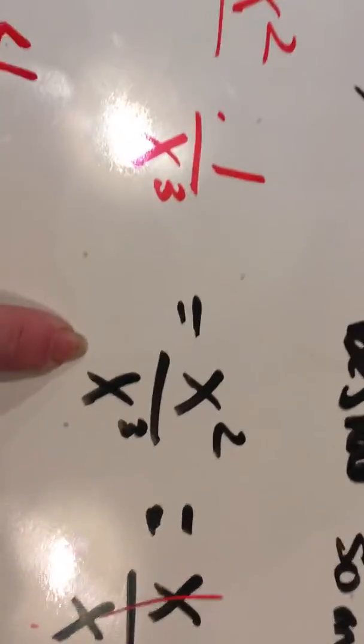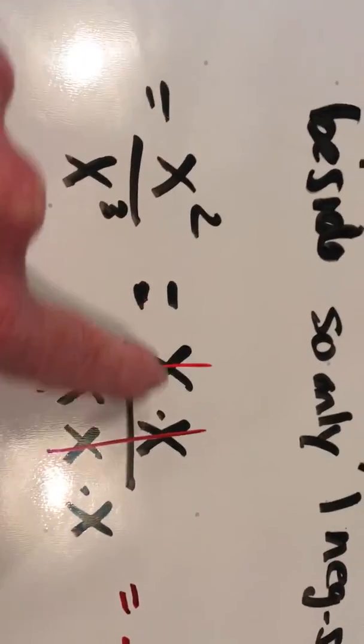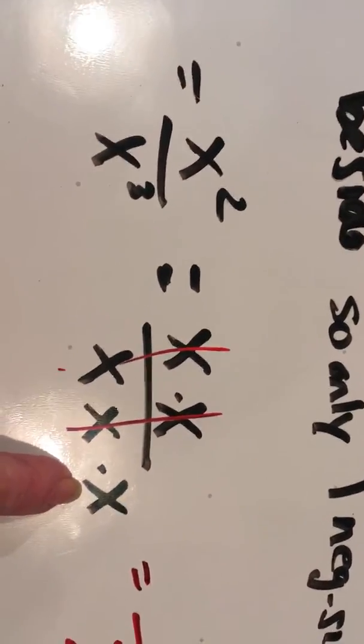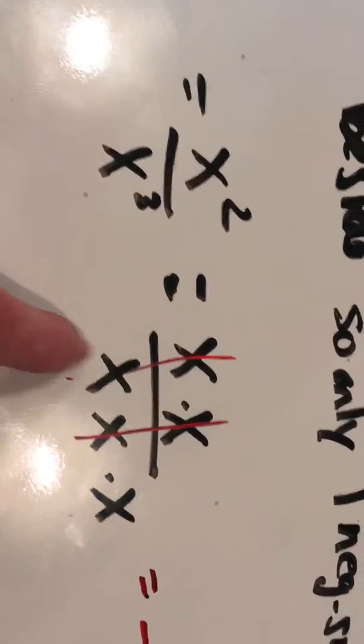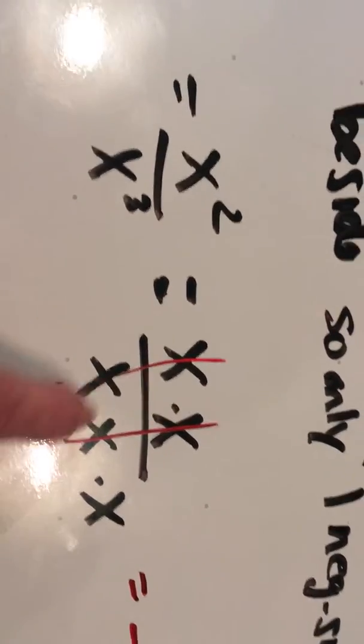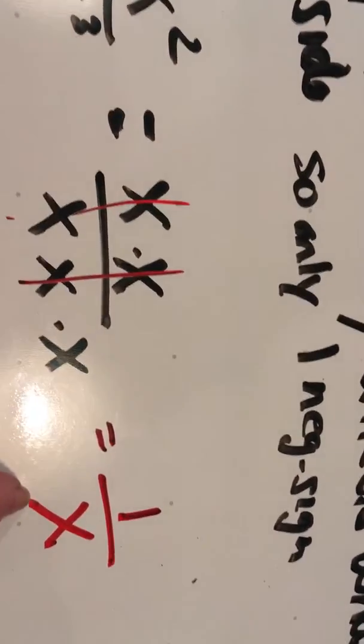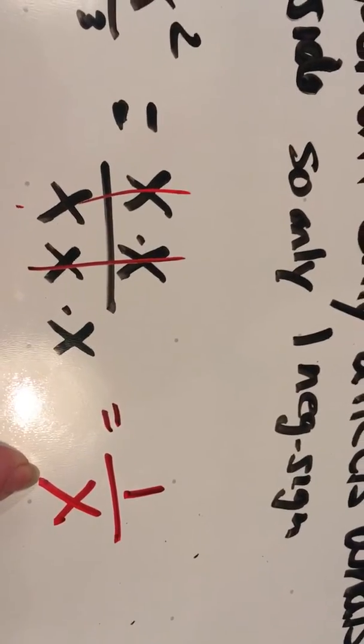Now we're going to expanded form. X squared means x times x. X cubed means x times x times x. And x divided by x is 1. X divided by x is 1. What's left on top is 1 times 1, which is 1. On bottom, what's left is 1 times x. So you get an answer of 1 over x.